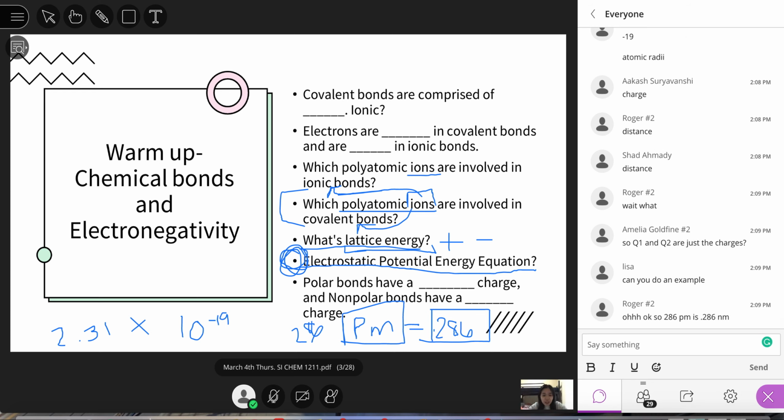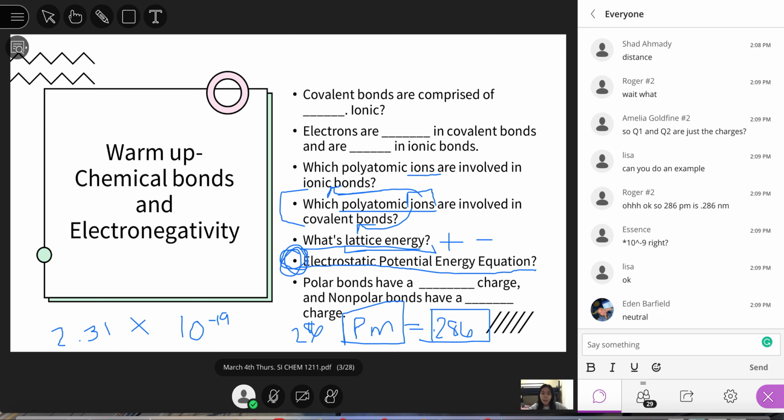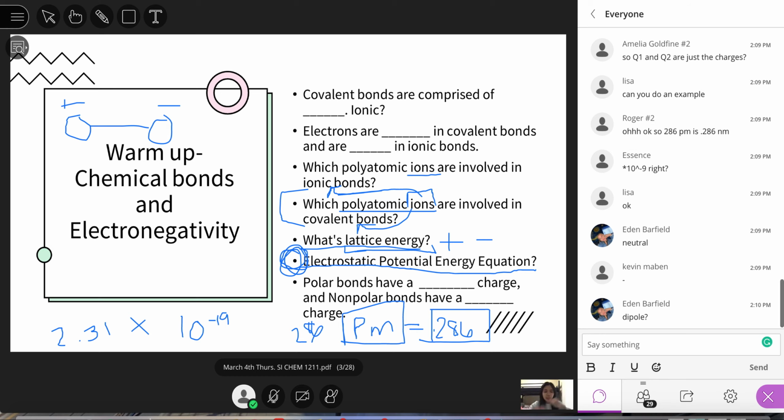Okay, so polar bonds have a what charge? What kind of charge do they have? A neutral charge? I'm thinking more of, if you have two atoms and one's positive, they're polar bonds, right? What about them? That's not the exact thing I'm looking for, but you're getting it. It's just the specific word I'm looking for.